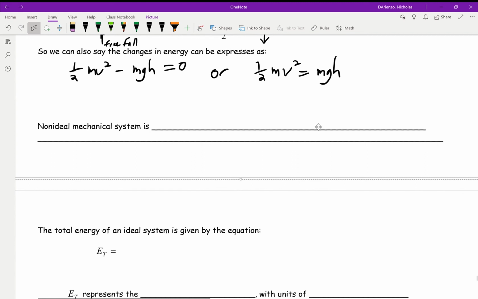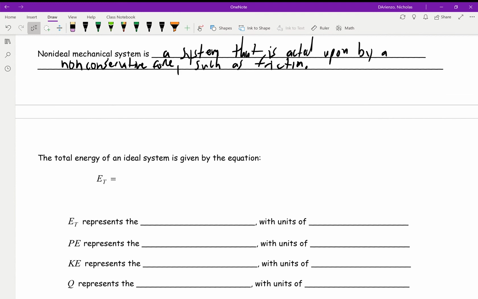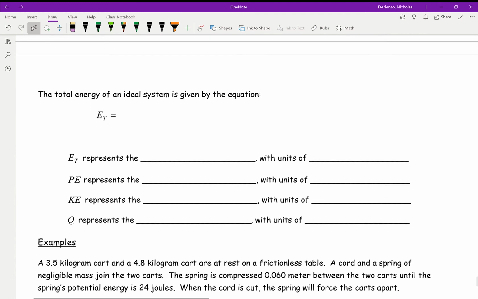Now, a non-ideal mechanical system is a system that is acted upon by a non-conservative force like friction. So friction causes a mechanical system to be non-ideal, or any other non-conservative force for that matter.